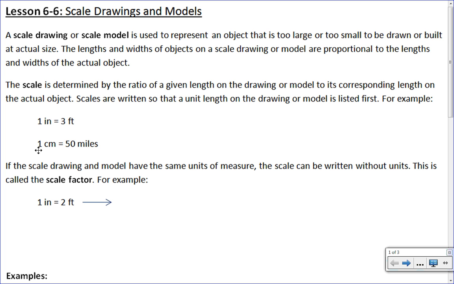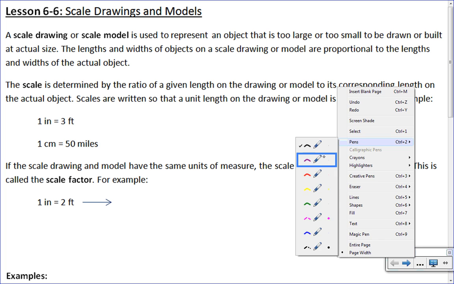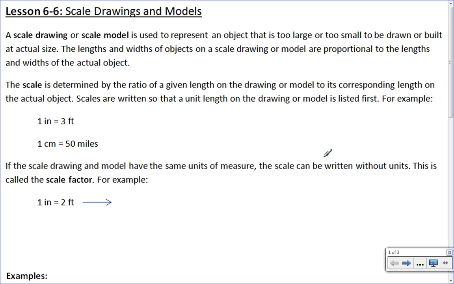If the scale drawing and model have the same units of measure, the scale can be written without units. This is called the scale factor. For example, if we have the scale of 1 inch equals 2 feet, since this is basically a ratio, we can write this as a fraction. So 1 inch over 2 feet.